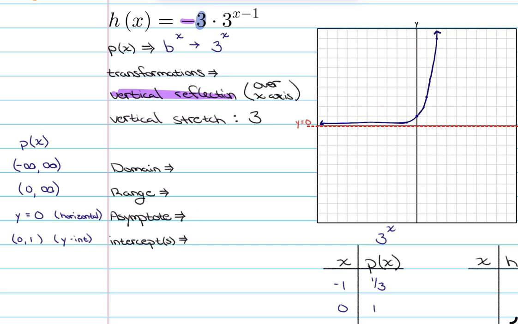Okay, so we're going to take all of our y values, we are going to multiply them by 3, and we are going to negate them. So we are going to multiply them by a -1. All right.